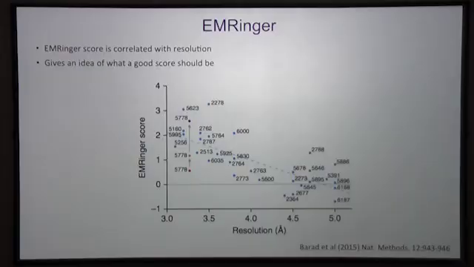And so you can calculate an EMRinger score, which correlates with resolution. Although there's no real target EMRinger score to obtain, this graph gives you a good indication of what kind of score you should be aiming for at which particular resolution your map is. Does the movement of 5778 indicate the replacement of the backbone? The movement of 5778 was in their paper, which they then took and refined, and then showed that as you refined that particular model, the EMRinger score would improve.